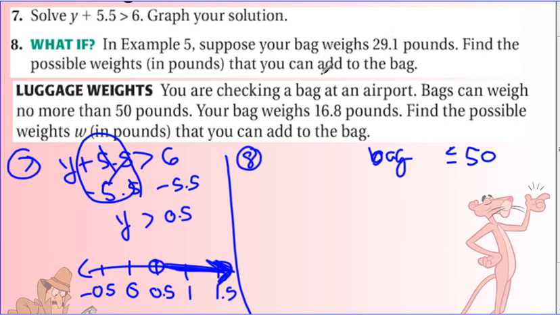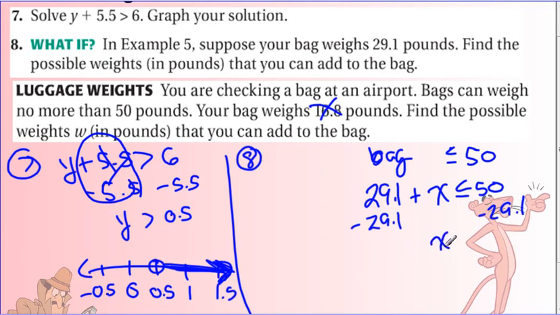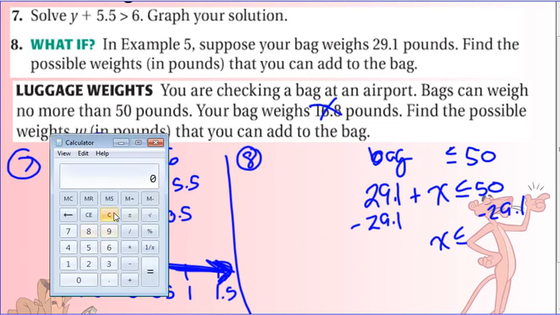It's saying, now this is the old problem, if our bag weighs 29.1 pounds, how much more could we carry? Okay, so the 29.1 is our bag, plus some other amount, still can't be more than 50 pounds. Has to be less than or equal to 50. So now we just got to figure out how much more could we add to this bag. So if we subtract 29.1, x is less than or equal to, now I could probably do that decimal math in my head, but I'd rather make sure I get it correct. So 50 minus 29.1 equals 20.9.